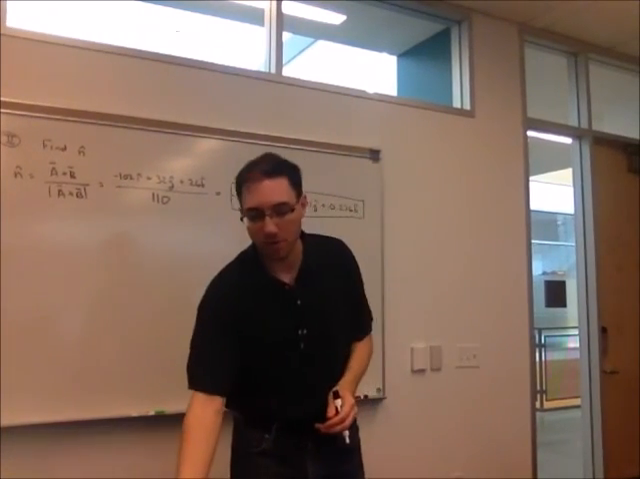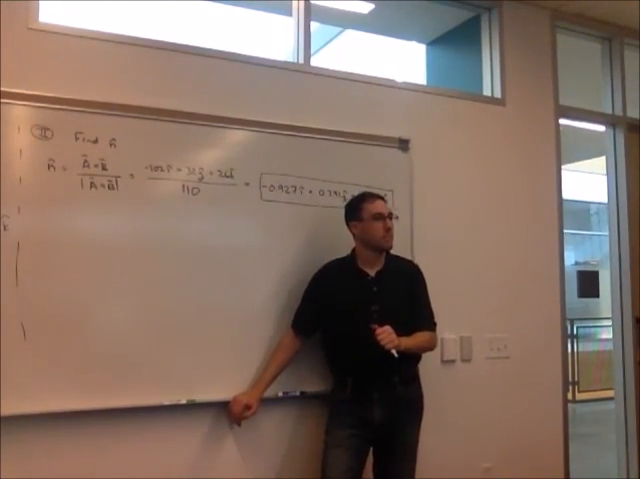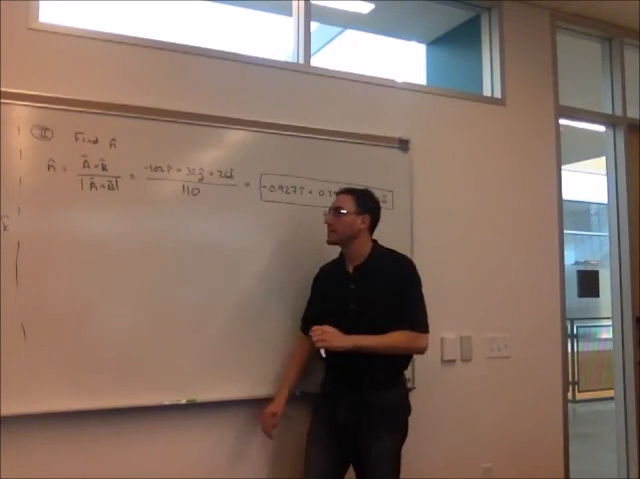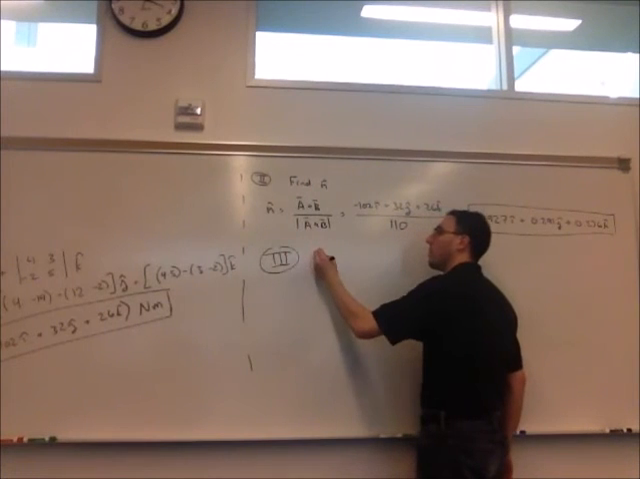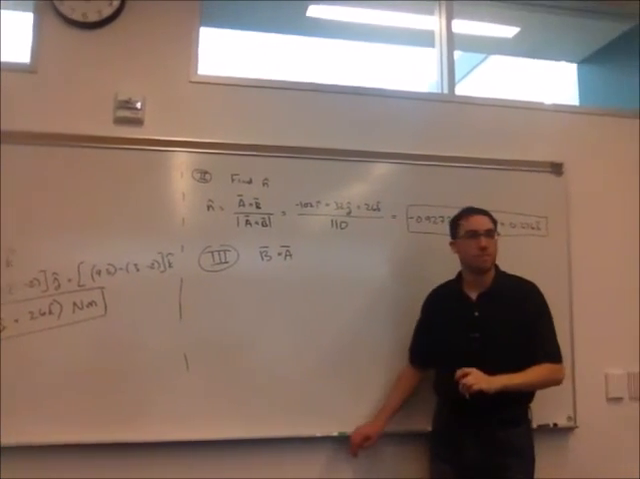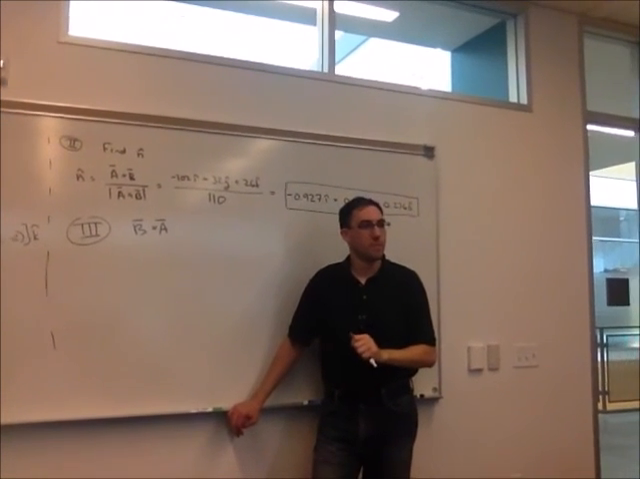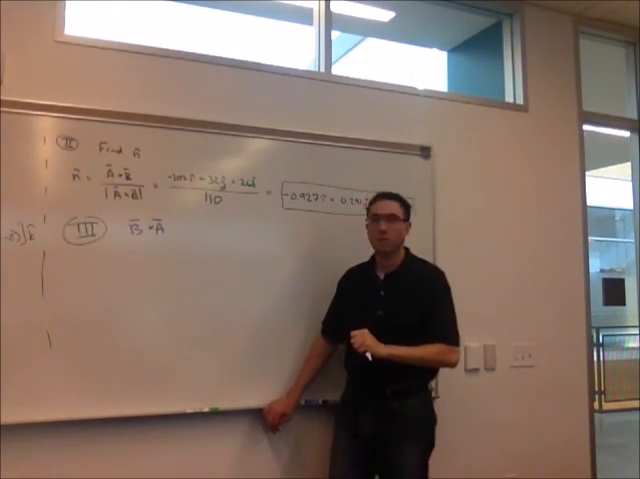All right, questions on part 2? All right, so last step, this is actually the easiest one at this point. What's B cross A? Yeah. 102i minus 32j minus 26k.